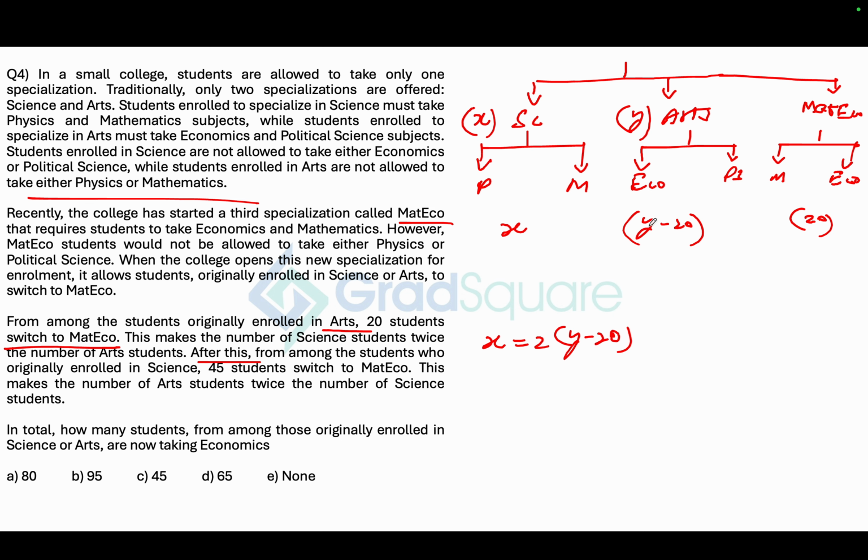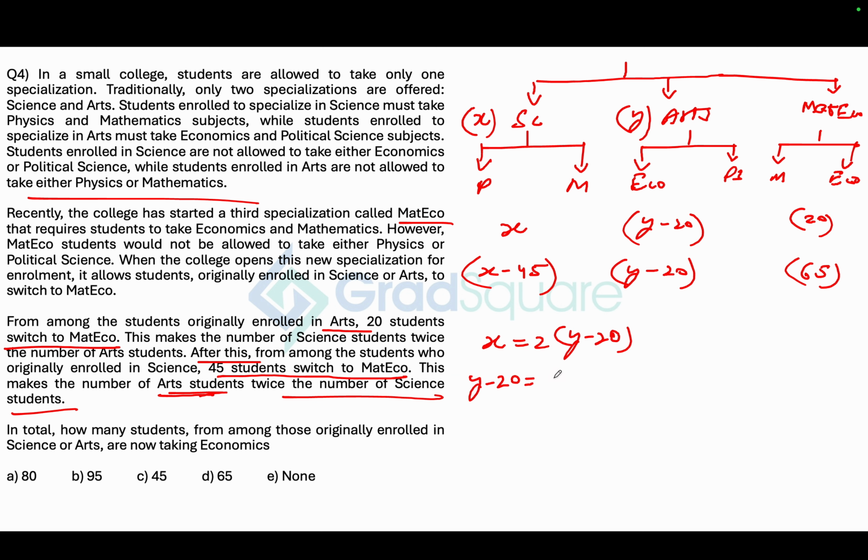Now after this shift of 20 students from arts to MatEco, another shift takes place from science. 45 students switch to MatEco. Now how many students are there in science? X minus 45. And how many students are now in MatEco? 20 plus 45, that makes it 65 students in MatEco, and arts is Y minus 20. Now this makes the number of art students twice the number of science students. So Y minus 20 becomes twice the number of science students, which is X minus 45. Right?